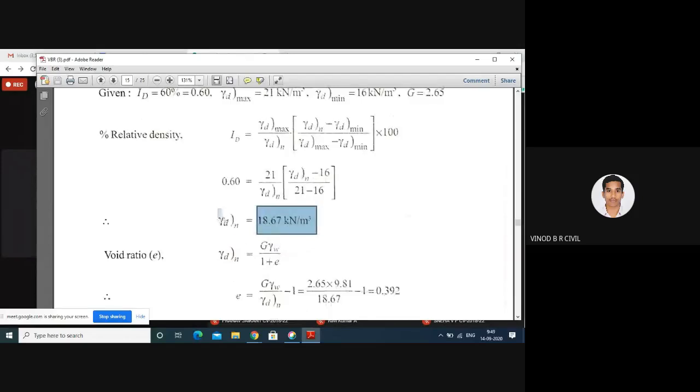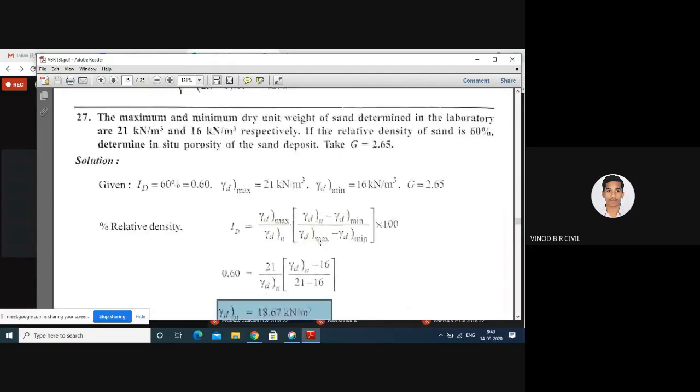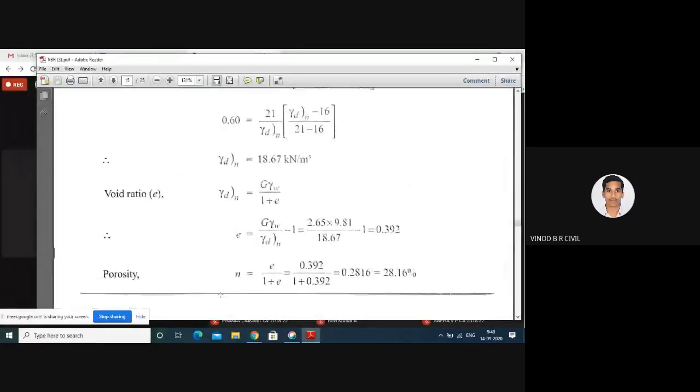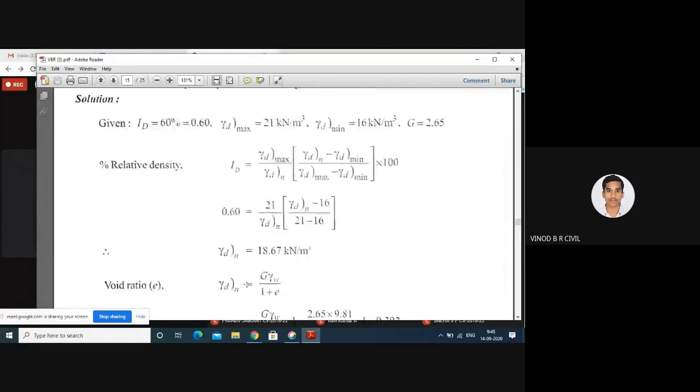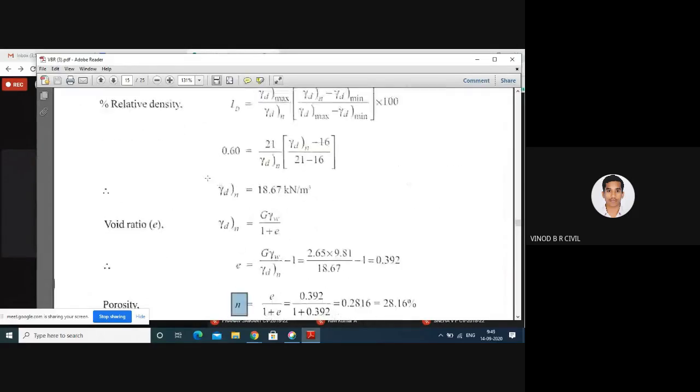Then we know the value of gamma d, the dry unit weight, that is 18.67 kilonewton per meter cube. In the problem, they clearly mention you have to calculate the porosity. Porosity is nothing but n. You have to calculate the n value. Now you know the value of gamma d. Therefore, gamma d is equal to G into gamma w divided by 1 plus e.